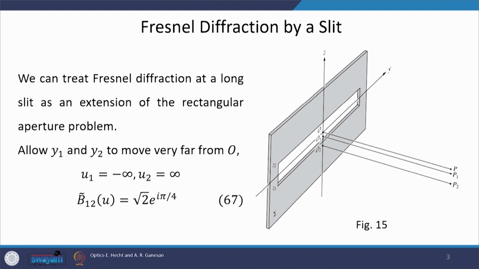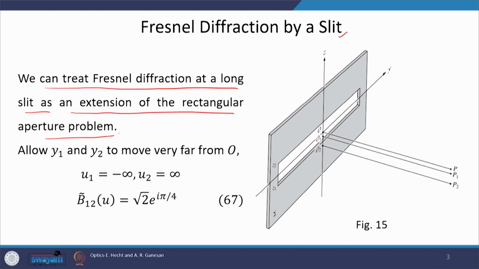Now, we will start with Fresnel diffraction by a slit. A slit is nothing but a particular case of rectangular aperture, wherein one side of the rectangular aperture is extended till infinity. This is what is written here also. We can treat Fresnel diffraction at a long slit as an extension of the rectangular aperture problem.